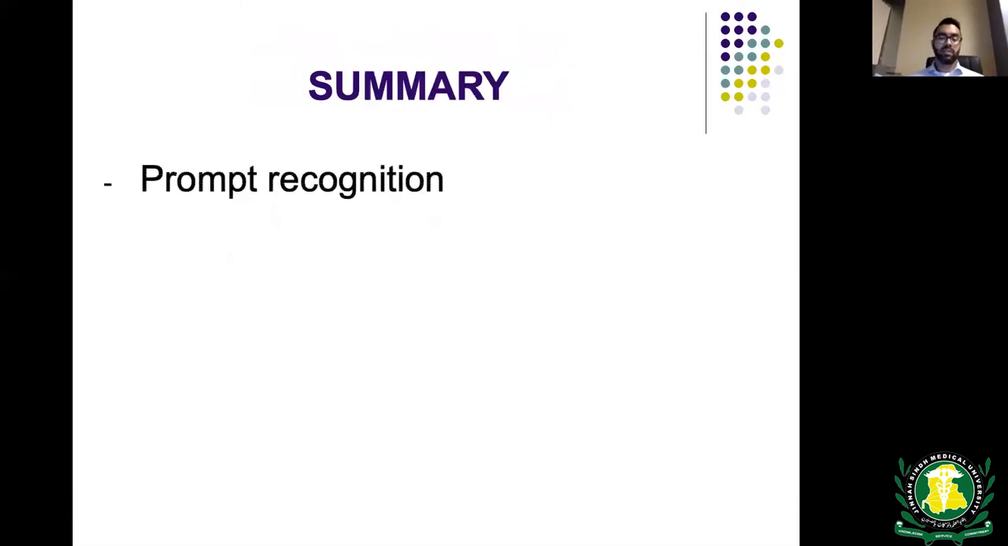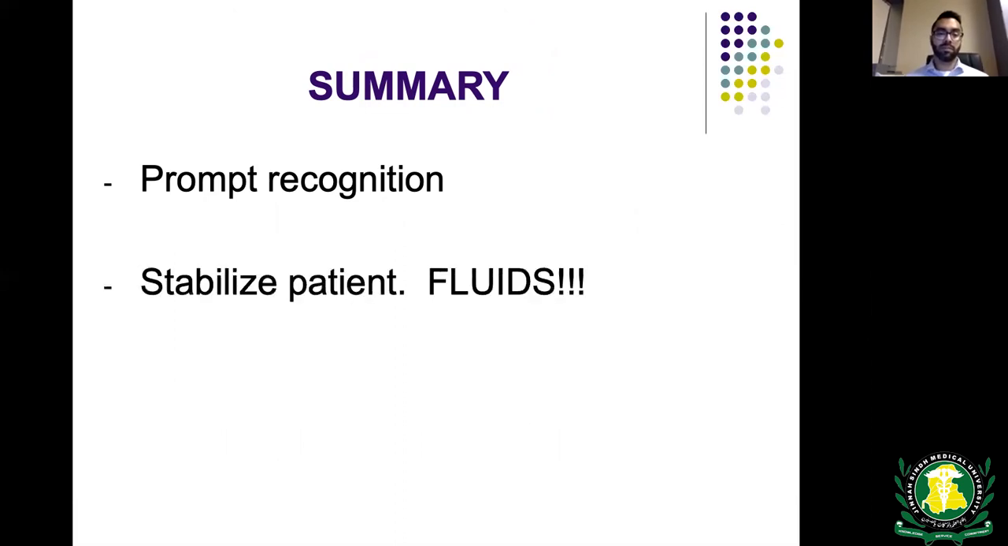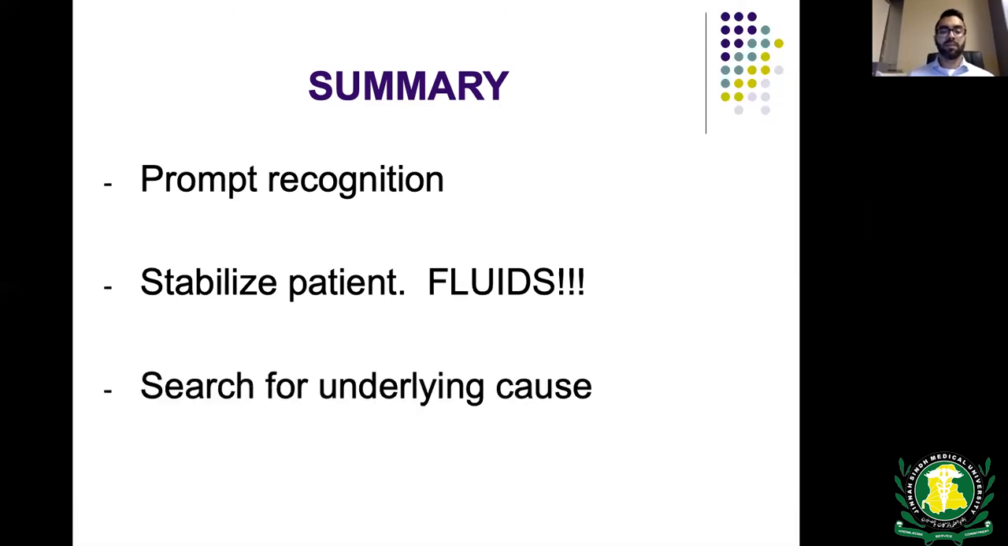So in summary, the most important thing in the management of shock is prompt recognition. Every hour you delay the treatment, mortality increases. If in doubt, stabilize the patient first. Remember your fluids. If you don't know the etiology, and if you are sure that it's not from cardiogenic shock, you can always start with fluids and then work to your etiology and look for the underlying cause.